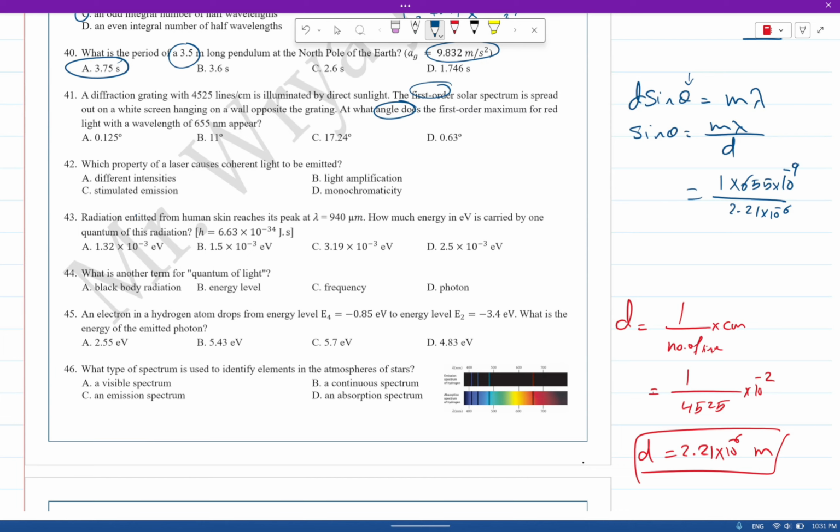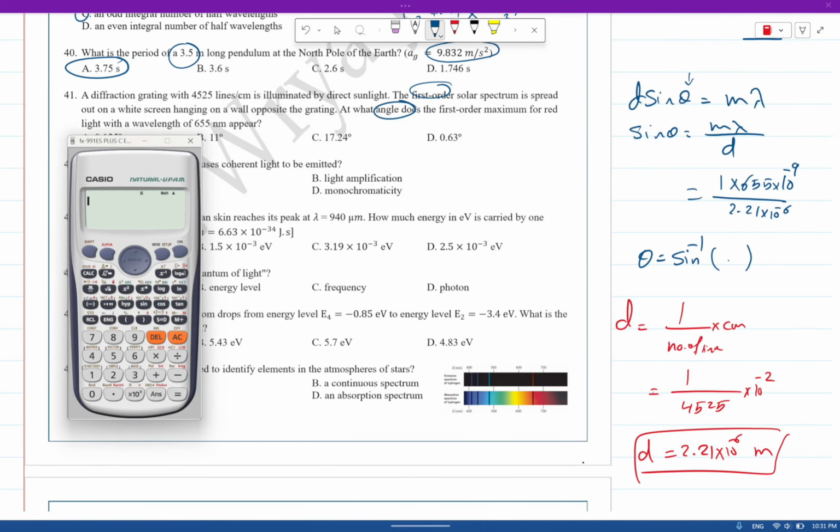Let's find this one here. And then after that, once you do this, of course, we want the angle here. So we'll say theta is equal to sine inverse of the answer, whatever the answer is. Of course, you will find the angle. All right, let's do that now. So we have 655 times 10 to the power negative 9, divided by, bracket, 2.21 times 10 to the power negative 6.